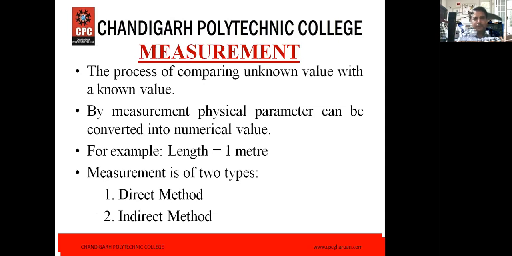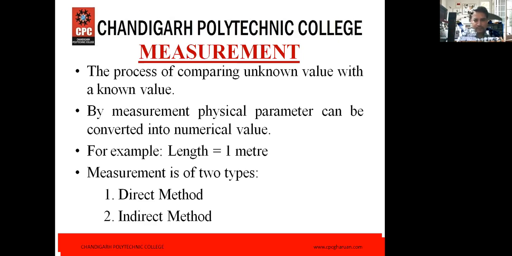First, here we will start with the measurement. What is the measurement? Actually, measurement is basically the comparison of unknown value with the known value. In this, physical parameter can be converted into numerical value. For example, we can take length as the physical parameter, and after measurement, the length we can estimate it as 1 meter, 2 meter, or in kilometers. That is the numerical value that has been converted after measurement.